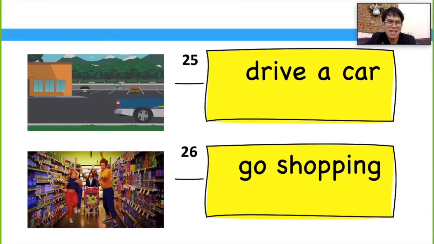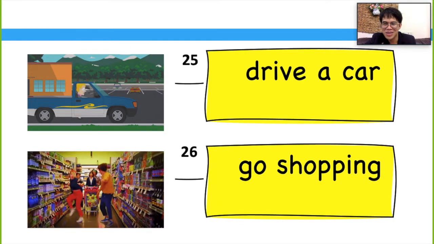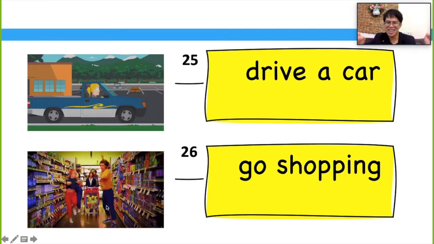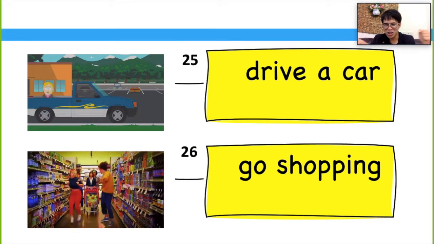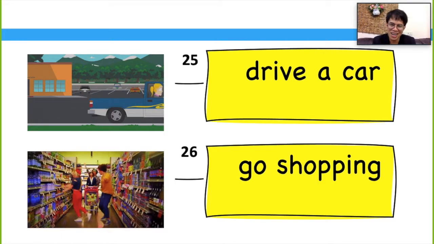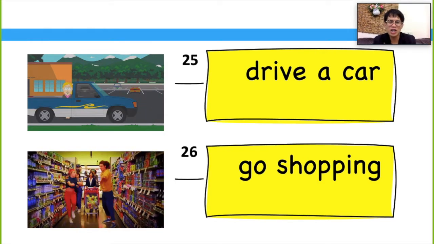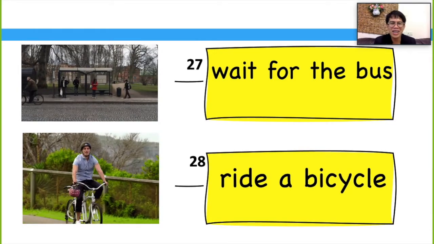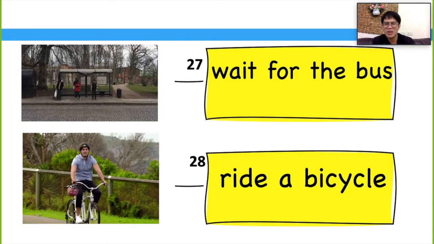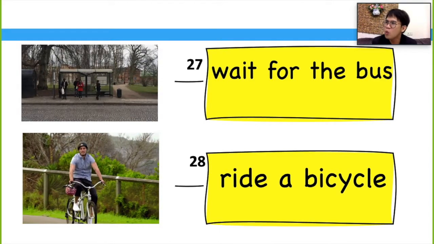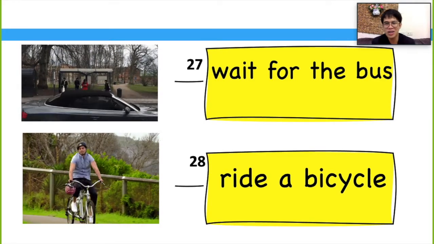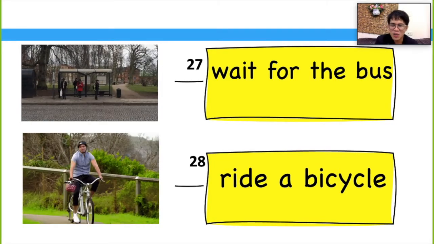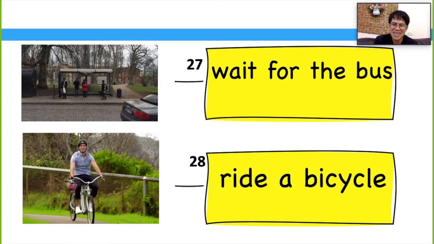And number 26, go shopping. Go shopping. Look at the people here. They are going shopping and they are dancing. I think they are happy. Go shopping. And number 27 is to wait for the bus. Wait for the bus. So if you want to go to work or you want to go to school, you wait for the bus. And number 28, ride a bicycle.